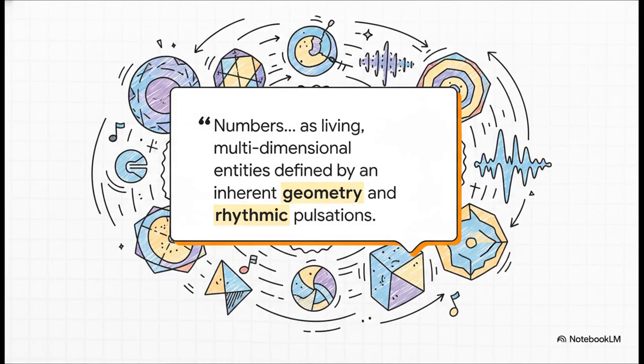In this quote right here, it just sets the stage perfectly. The whole theory is asking us to forget the simple number line we learned in school. Instead, you've got to imagine this: a cosmic symphony, where every single prime number has its own unique beat, its own unique shape. It's a complete flip of the script on how we think about math.